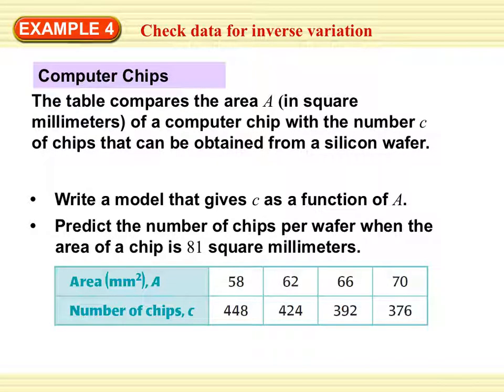Moving to the example. The table compares the area A in square millimeters of a computer chip with the number C of chips that can be obtained from a silicon wafer. Write a model that gives C as a function of A. Okay, so we see all of our data there. And then we're going to predict the number of chips per wafer when the area of a chip is 81 square millimeters. So we're going to take this data and write a model and then predict, okay?